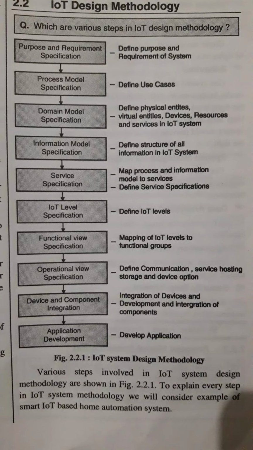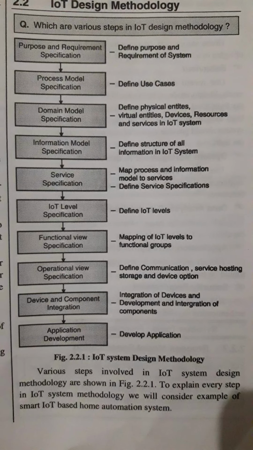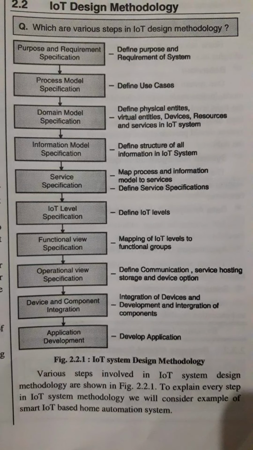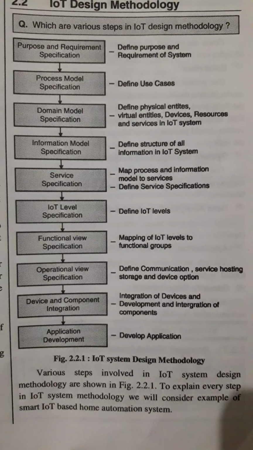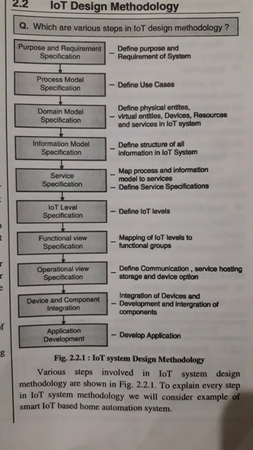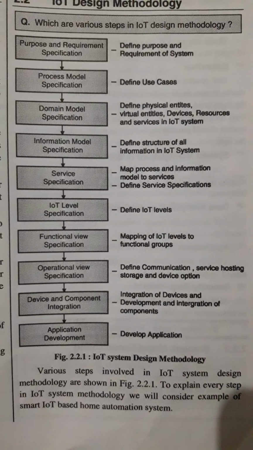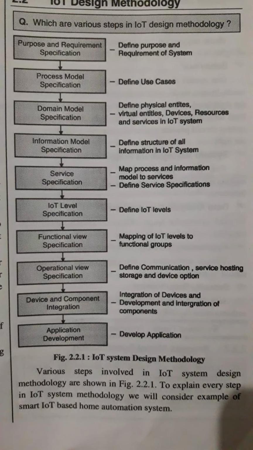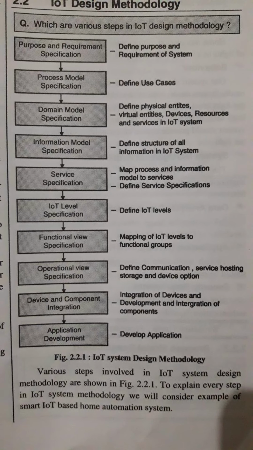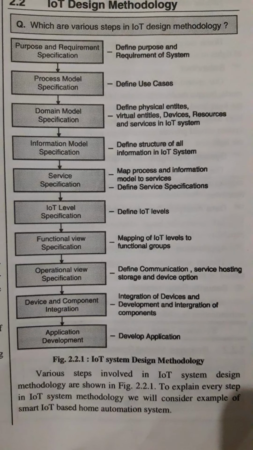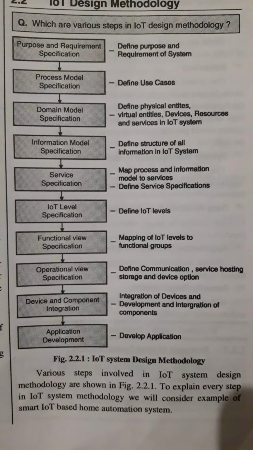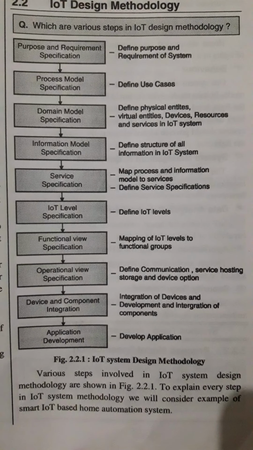Next step, information model specification. It is the fourth step of IoT design methodology, which defines the structure of all information in the IoT system. Next step, service specification. It is the fifth step in IoT design methodology, which maps processes and information model to services. Next, IoT level specification, which defines IoT levels.